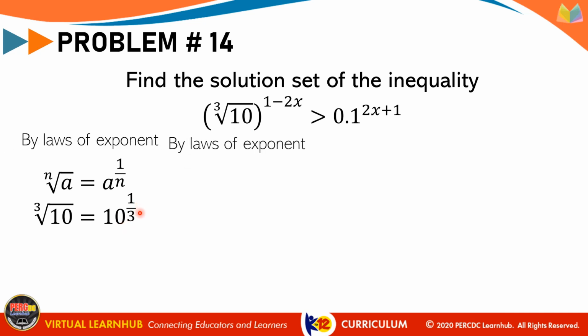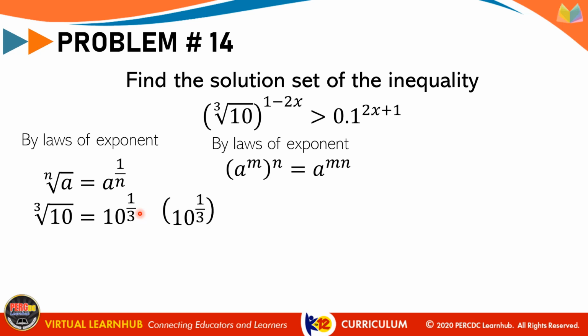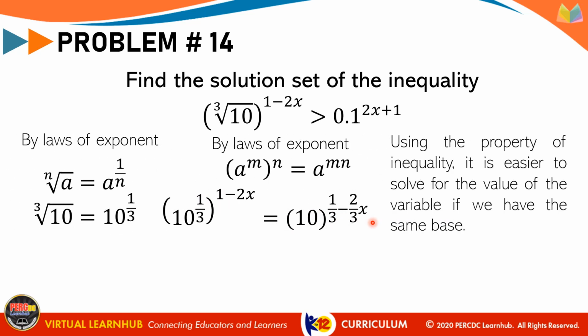And by laws of exponent again, a raised to m raised to n is equal to a raised to mn. Therefore, 10 raised to 1/3 raised to 1 minus 2x, we will just multiply 1/3 and 1 minus 2x, giving us 10 raised to 1/3 minus 2/3 x. And by property of inequality, we must first express the two expressions with the same base. So, we know that 0.1 is also equal to 10 raised to negative 1.